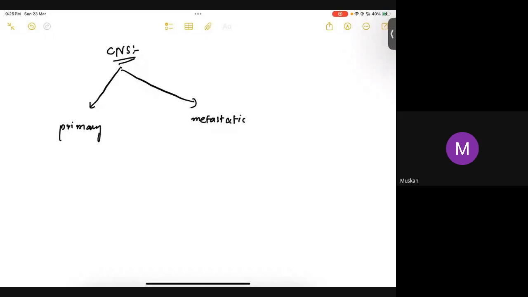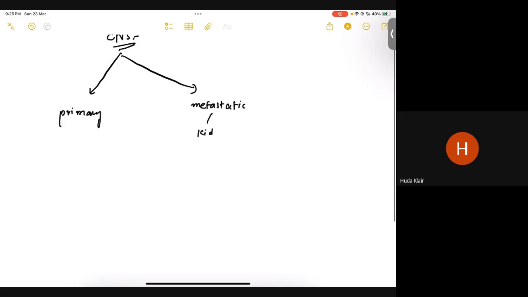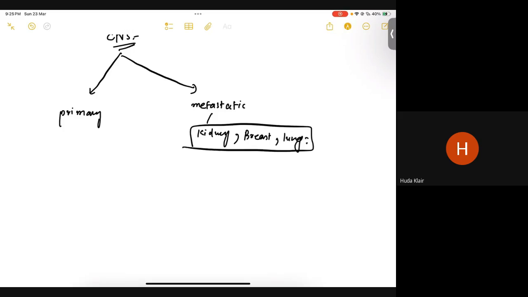Okay, perfect. So we have primary tumors that arise within the cells of your central nervous system, and we have metastatic tumors. The metastatic tumors basically come from different parts, right? The common tumors which metastasize to your CNS are tumors of your kidney, your breast, and lungs, right? So these three tumors would love to invade your CNS. And 50% of the tumors are believed to be primary, while 50% are metastatic, right?